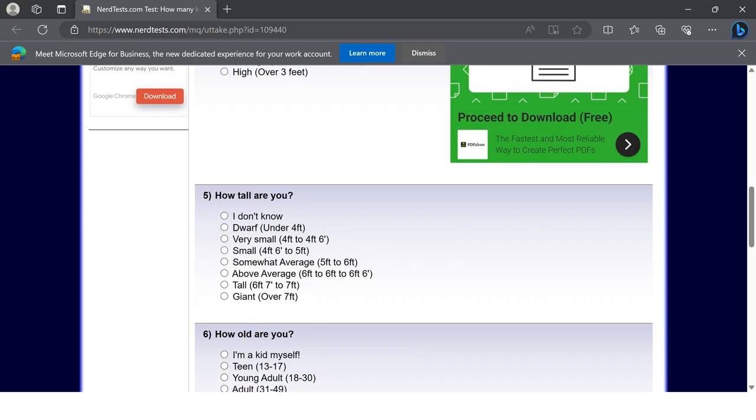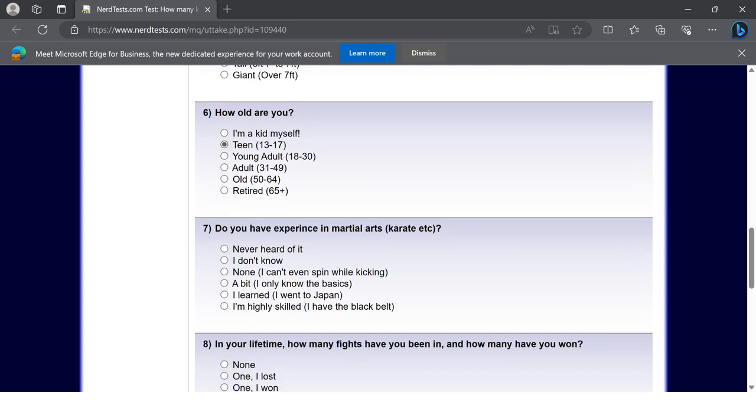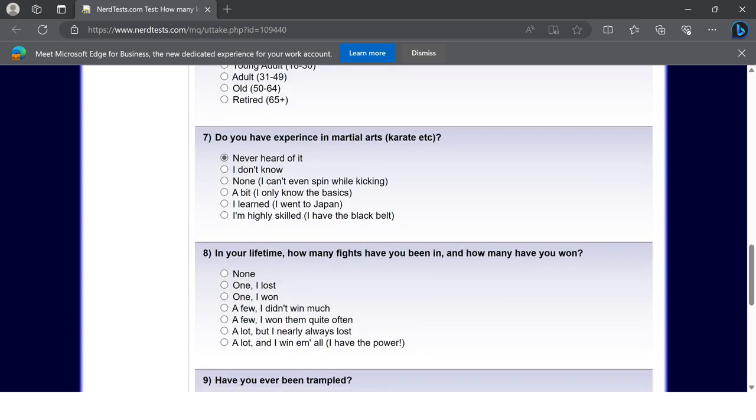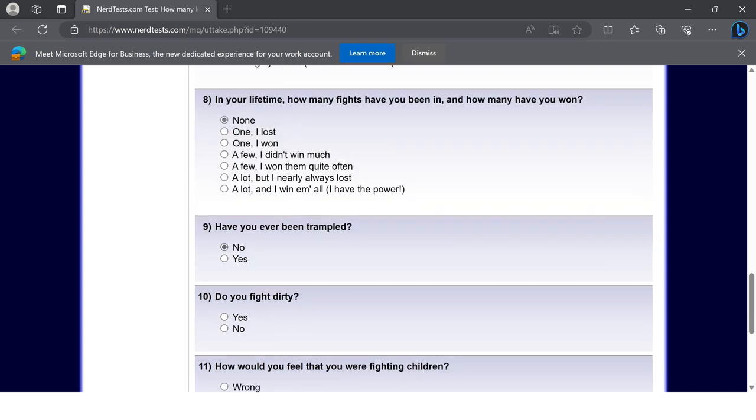How tall are you? Somewhat average. Okay. How old are you? 17. Do you have any martial arts experience? No. None at all? None. How many fights have you been in? None. Okay, this is not looking good. Have you ever been trampled? No. Okay, so you have no experience with that. Are you willing to fight dirty? Still no. Really? It's binary, yes or no. They don't have souls. They're trying to kill you. Okay. Yes, you'll fight dirty.